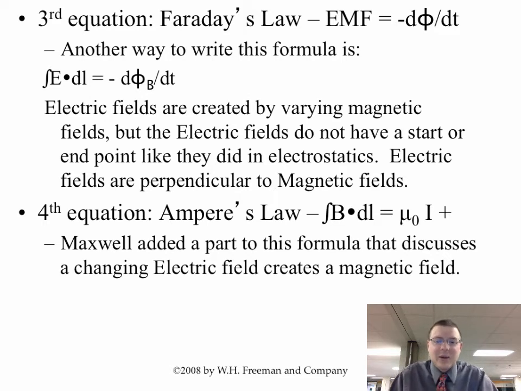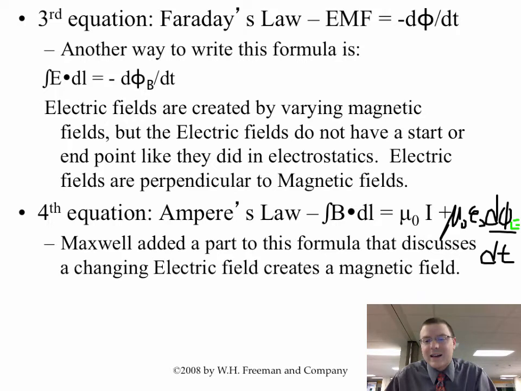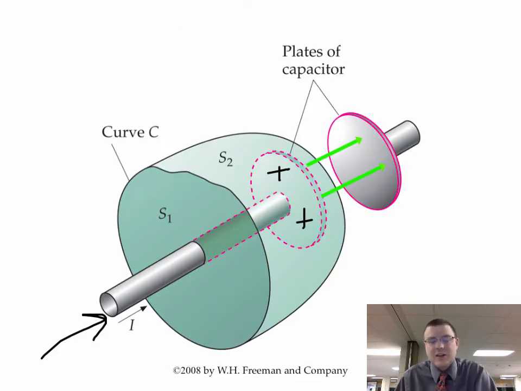Maxwell had to add a piece to this formula to talk about how the electric field changing creates a magnetic field. And he added in this little piece, mu 0 times epsilon 0 times the change in electric flux over time. The electric flux through that Gaussian sphere. He called that the displacement current. So what is all that meaning? So what is happening here? As current is flowing onto that plate, one plate is becoming positive, the other is becoming negative.